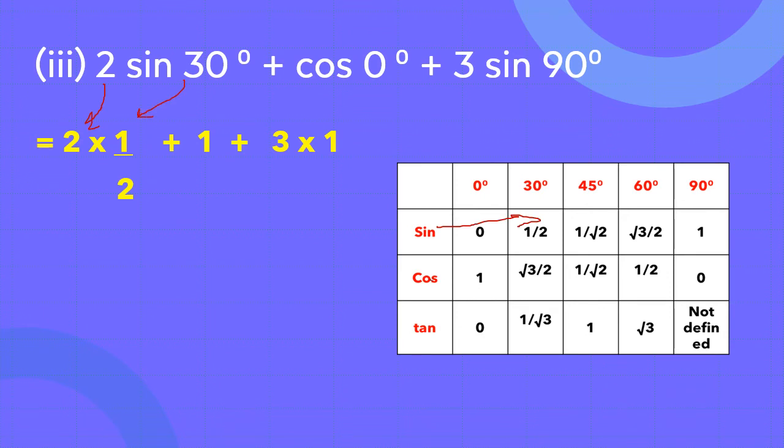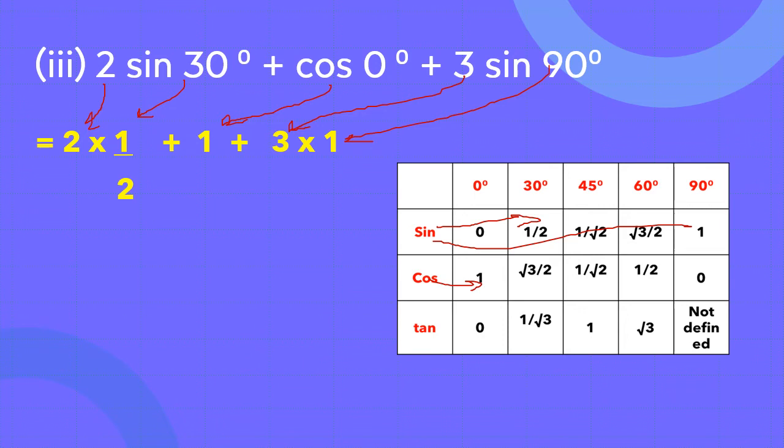Cos 0. Cos 0 is 1. So I've written cos 0 is 1 and 3. This 3 is here and sine 90. So let us check what is sine 90, which is 1. So for sine 90 we have written 1. Okay. Now after writing this much we have to just solve it.